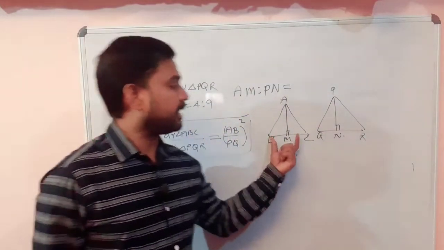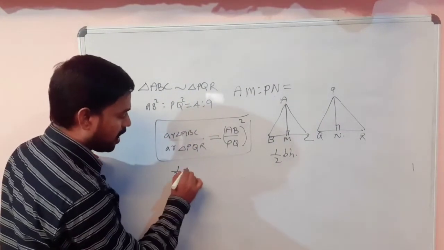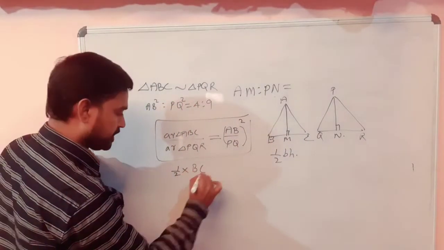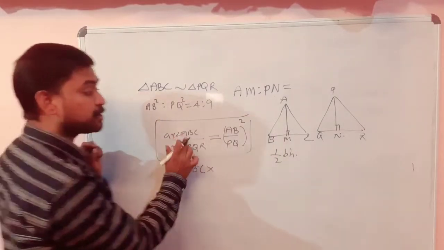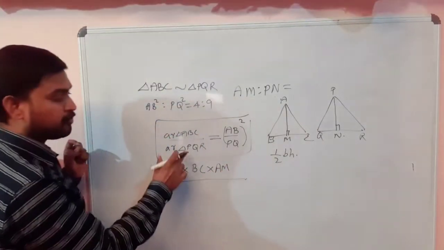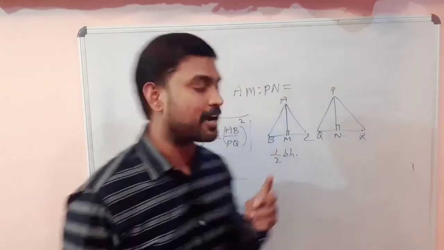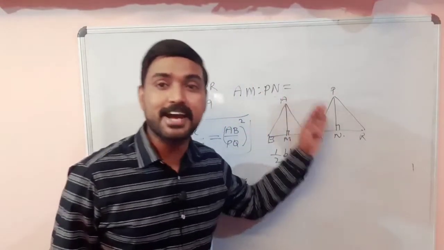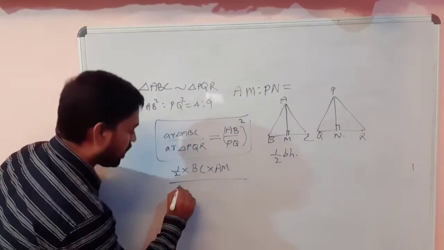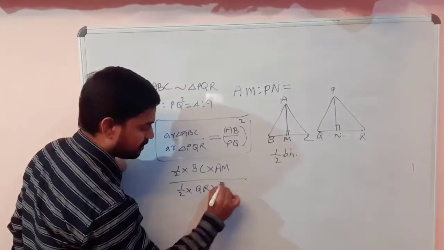So what will be the areas of these two triangles? Just write this equation. Area of triangle ABC is equal to half into, what is the base of ABC? BC is the base. So half into BC into, what is the height of triangle ABC? AM. So we can write here AM divided by area of triangle PQR. How to find the area of triangle? Half into BH. So area of triangle PQR means we have to observe the triangle PQR. What is the base? Half into base QR into what is the height of the triangle PQR? PN.